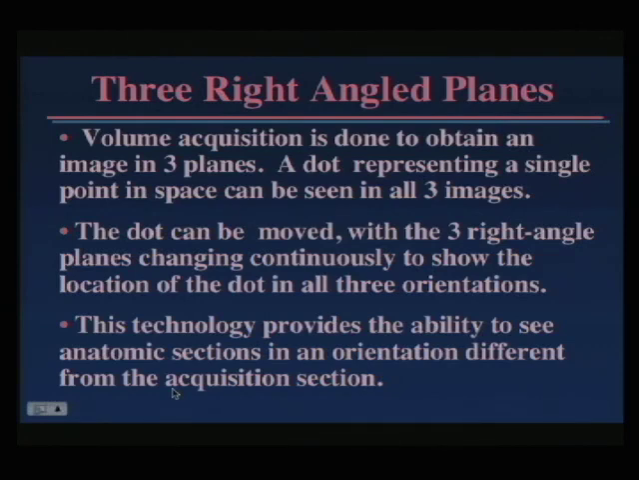You can display the volume in 3 orthogonal planes, as I'll show you in a moment, and there is one dot that represents a single point in space that is the intersection between all 3 planes. That dot can be moved around, or you can move the plane around so that all 3 planes become interactive. This technology enables us to see anatomic sections in an orientation different from the acquisition section.